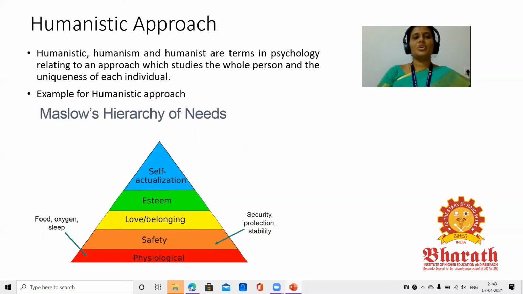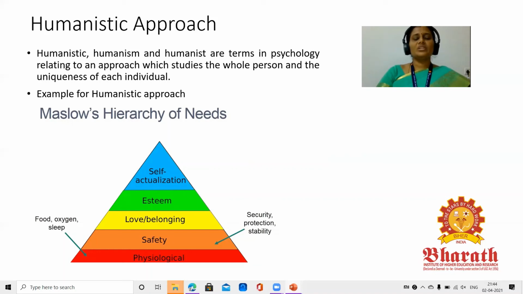Then comes the humanistic approach. Humanistic and humanism are terms in psychology relating to an approach which studies the whole person and the uniqueness of each individual. That is, it studies the individual behavior of a person's self characteristics. It has nothing to do with the environment. It studies the individual person's characteristics.